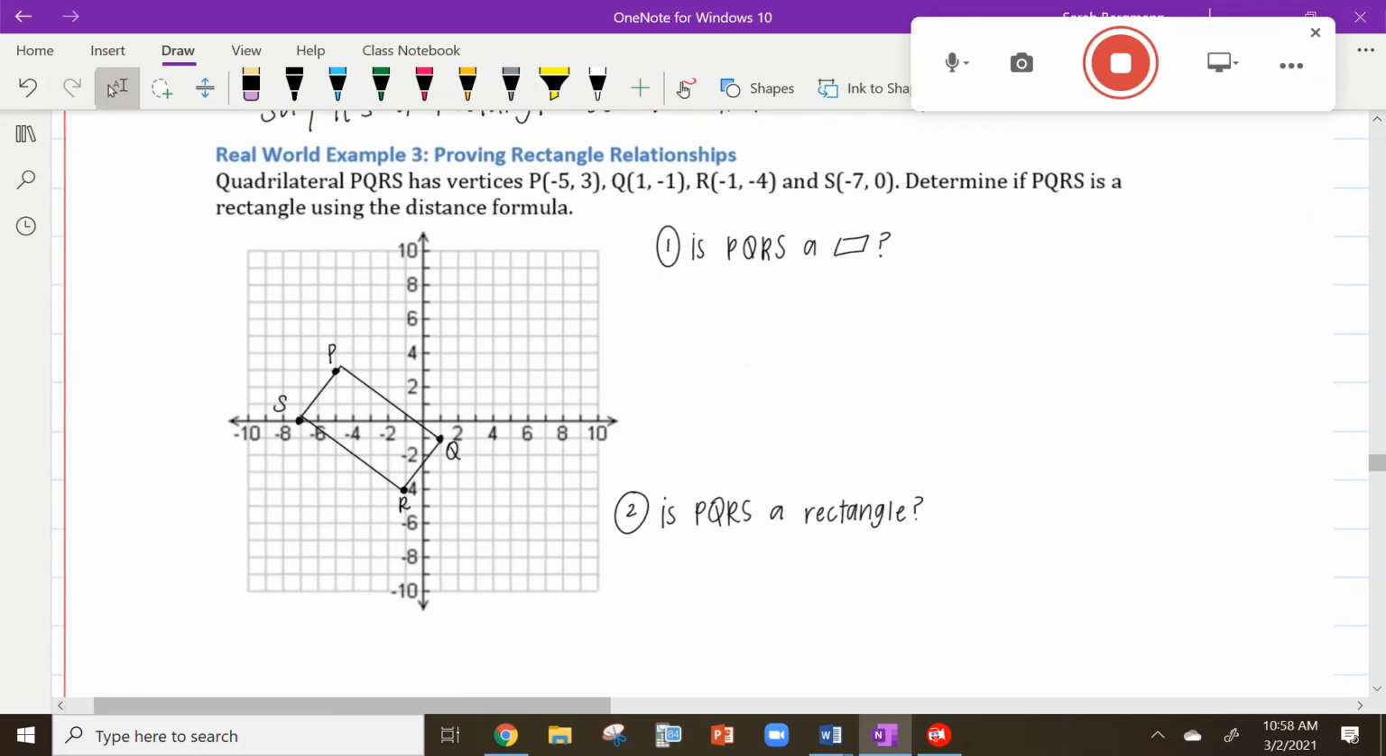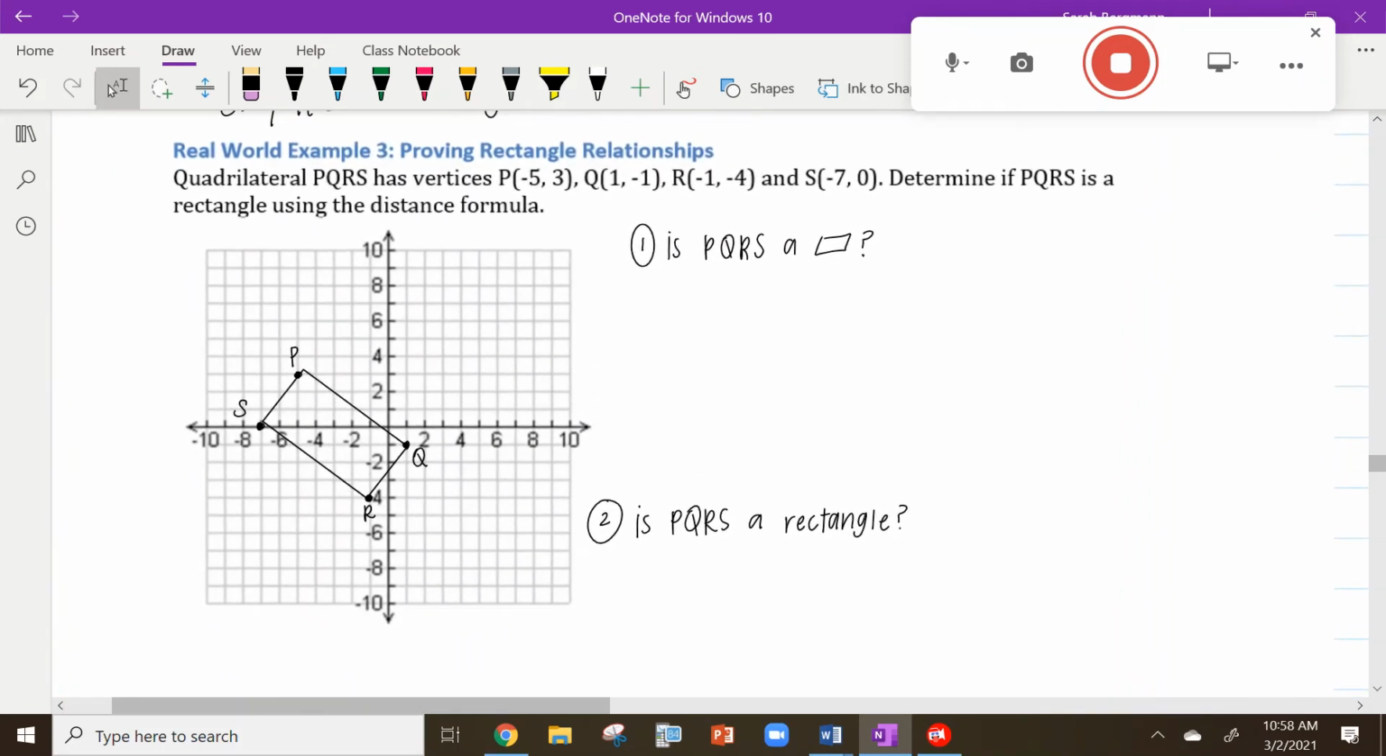Now let's try one on a coordinate plane. It says quadrilateral PQRS has these vertices. Determine if PQRS is a rectangle using the distance formula. First, we have to decide, is PQRS a parallelogram? Don't forget, you always have to decide if it's a parallelogram first.